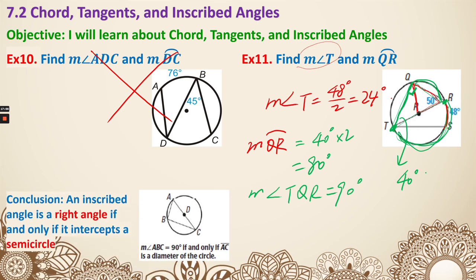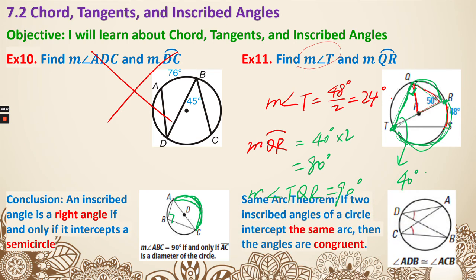One, an inscribed angle is a right angle if and only if it intersects a semicircle. So you see it intersects a semicircle. The semicircle is 180 degrees. The inscribed angle is half of that. This must be 90 degrees. That's a guarantee. It's not a theorem name, but it's a conclusion that we can draw.